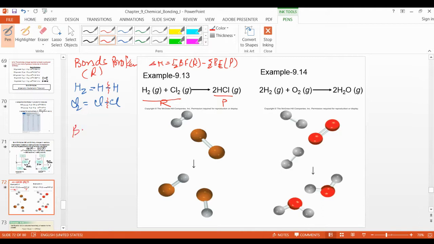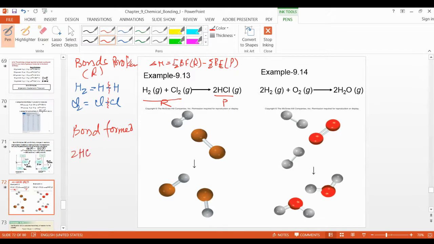And now bonds formed. This is 2HCl. So we can write 2HCl like this, 2H and Cl. It means there are 2 HCl bonds formed, HCl, HCl. It means 2 HCl bonds are formed, and one H-H bond is broken and one Cl-Cl bond is broken. So these are the broken and these are the formed.